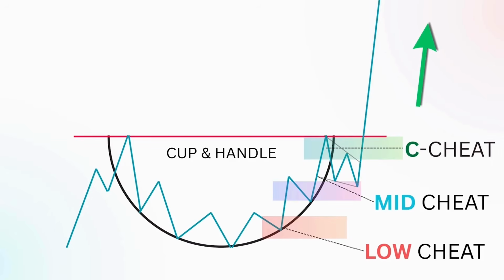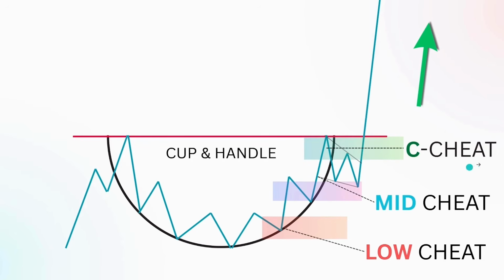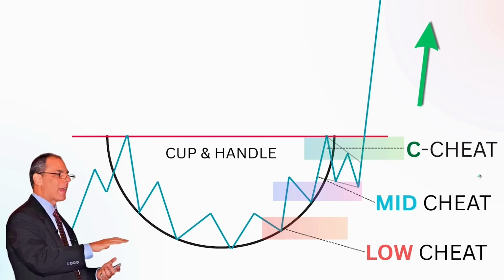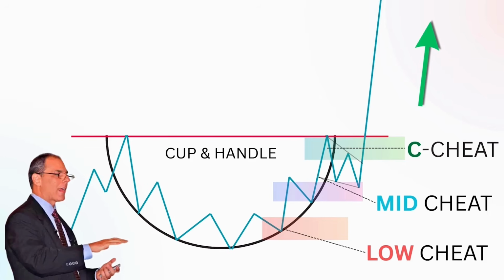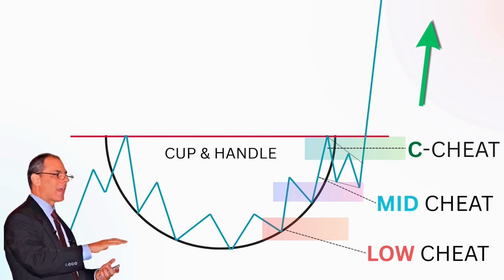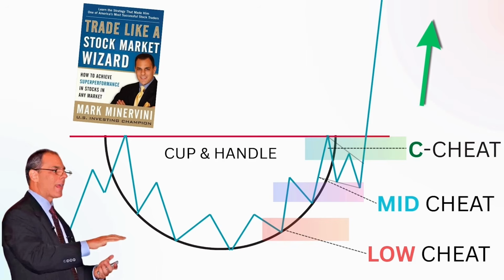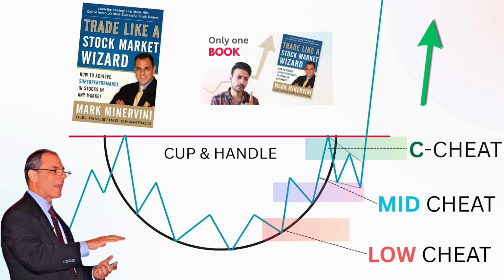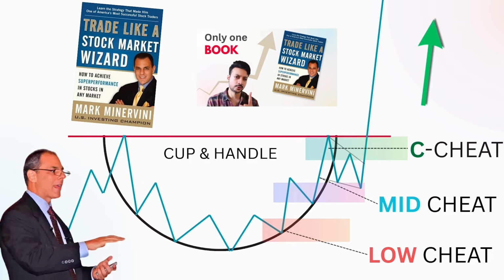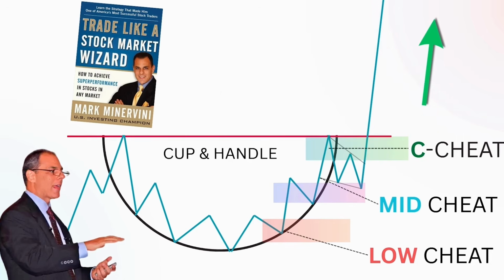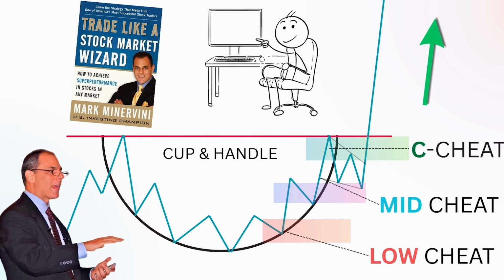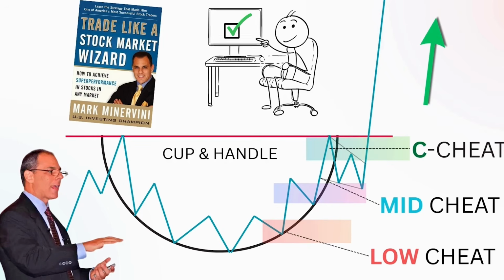In this video, I am going to explain the three types of entries that Mark Minervini uses to enter and scale into trades. These entries can help you create better risk reward and improve your odds on every position. Now, the book Trade Like a Wizard is the only one book by Mark Minervini which I've decided to read repeatedly this year. It goes into a very technical explanation, but in this video, I'm going to keep it super simple so that anyone can understand.